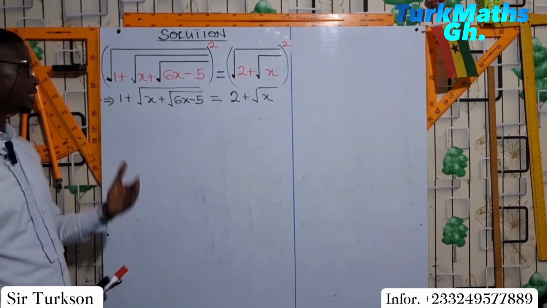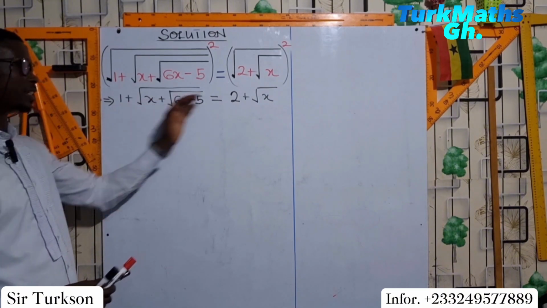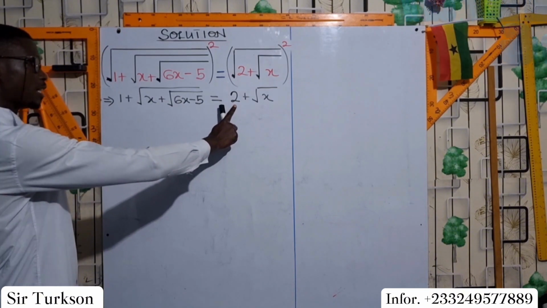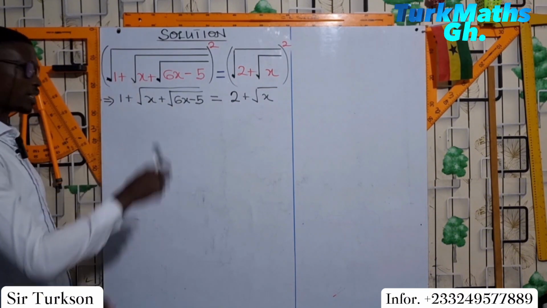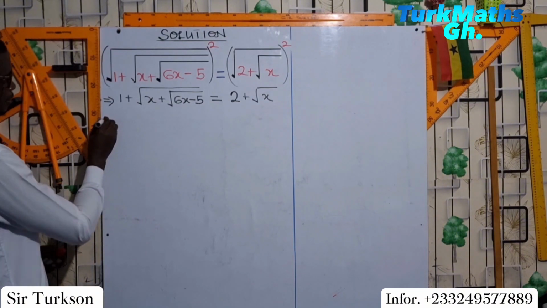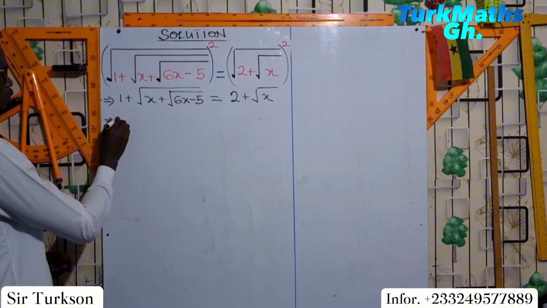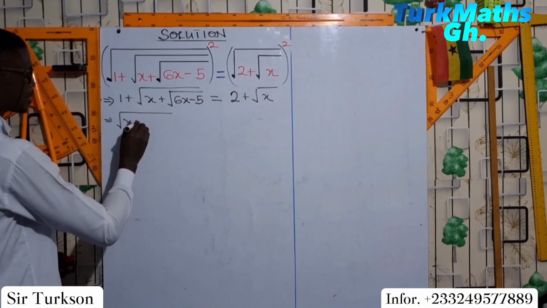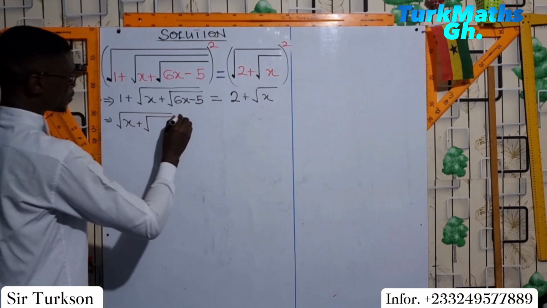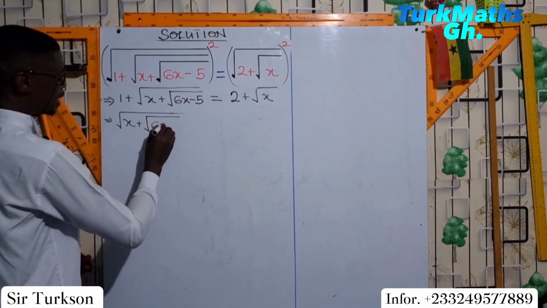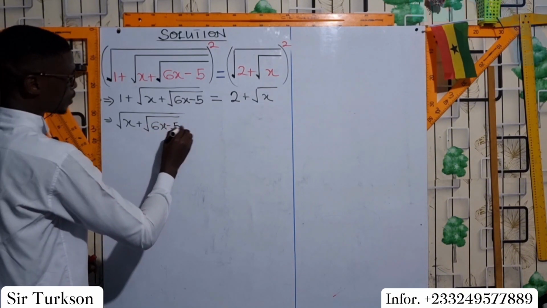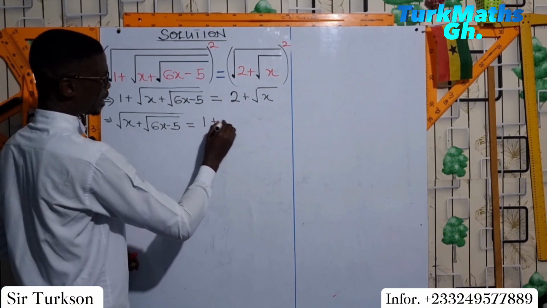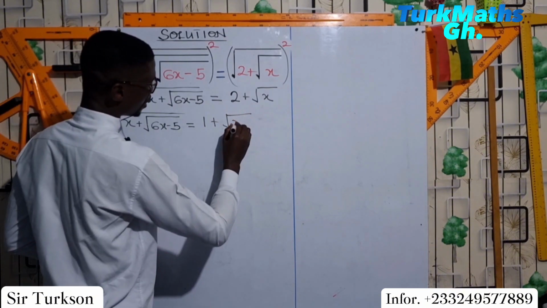So now the next thing I'll do here is to group the terms. I have constant here, I have constant here. So 2 minus 1 will give us 1. So I'm going to rewrite this as the square root of x plus 6x minus 5 equals to 1 plus square root of x.